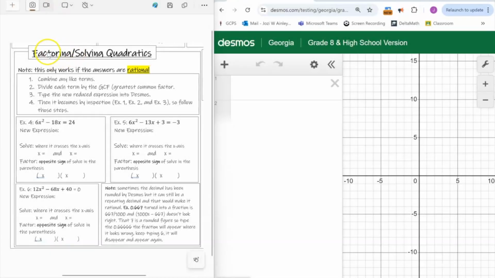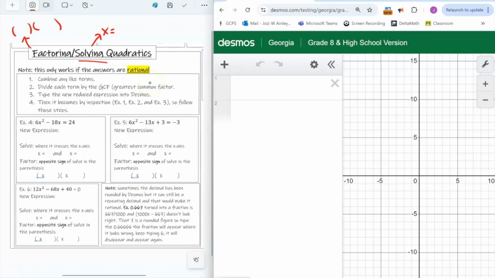All right, so we're going to take a look at how to use Desmos to factor and to solve quadratics. Again, remember, factoring means that your answer is in factored form. It looks like that in parentheses. And solving means that you have x equals something. You found the x-intercepts, the roots, the zeros, or the solutions. Okay, note, this only works if the answer is rational.